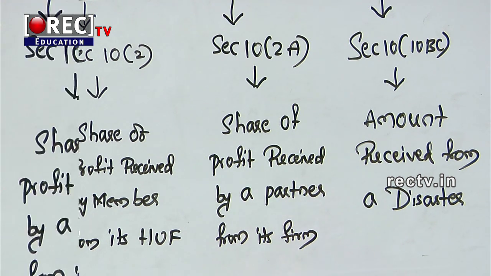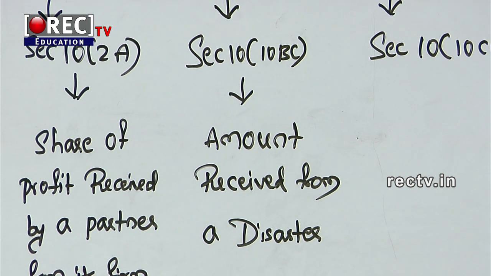So therefore, only profit is exempt from tax and all other remuneration and interest is taxable under section 28. Next, section 10 subsection 10BC. Amount received from a disaster. If an individual or his legal heir receives any compensation from the central government, state government or local authority, then such compensation is exempt under section 10 subsection 10BC, for a disaster as defined under the Disaster Management Act 2005.